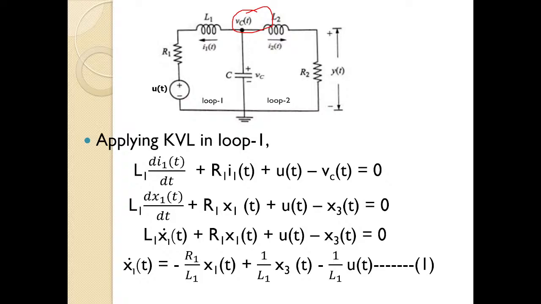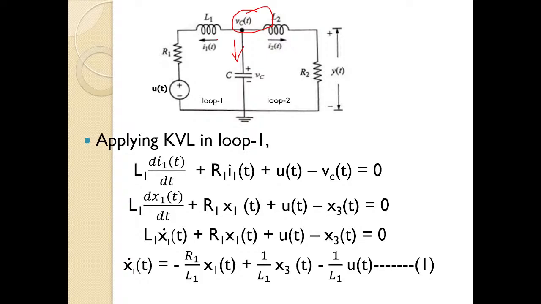Now let us apply KCL at this node. Let us assume all the currents are leaving. So I1 of t plus the current flowing through this capacitor, some I3 of t, plus I2 of t. What is I1 of t? I1 of t is x1 of t. What is I2 of t? x2 of t. Plus, what is the current through the capacitor? C into dVc by dt. What is Vc of t? It is x3 of t.